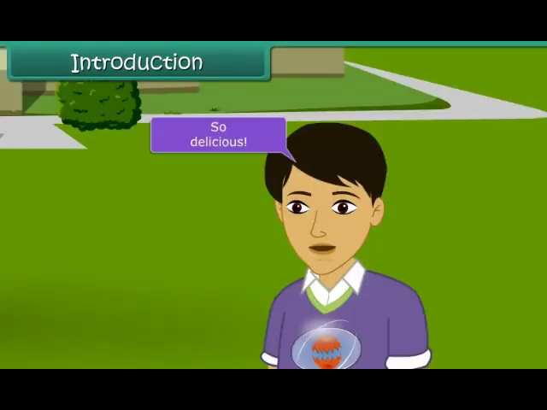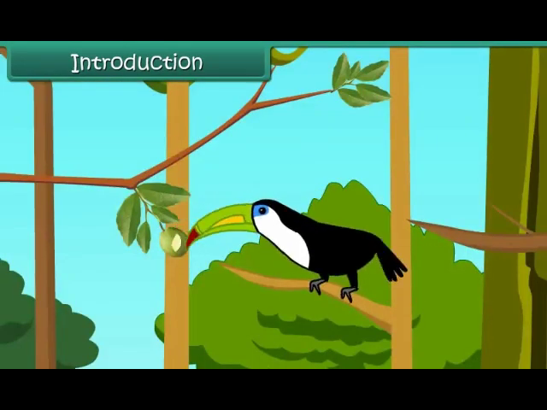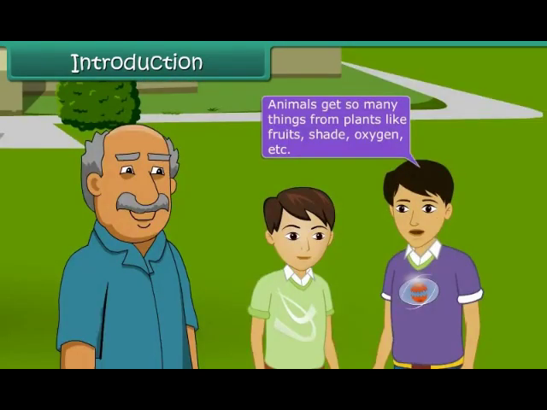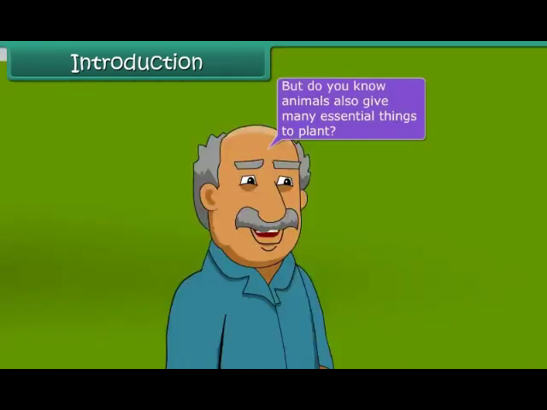It is so delicious, Uncle. Look at that bird. Even the bird is enjoying ripe guavas. Yes, you know that animals get so many things from plants like fruits, shade, oxygen, etc. But do you know that animals also give many essential things to plants?